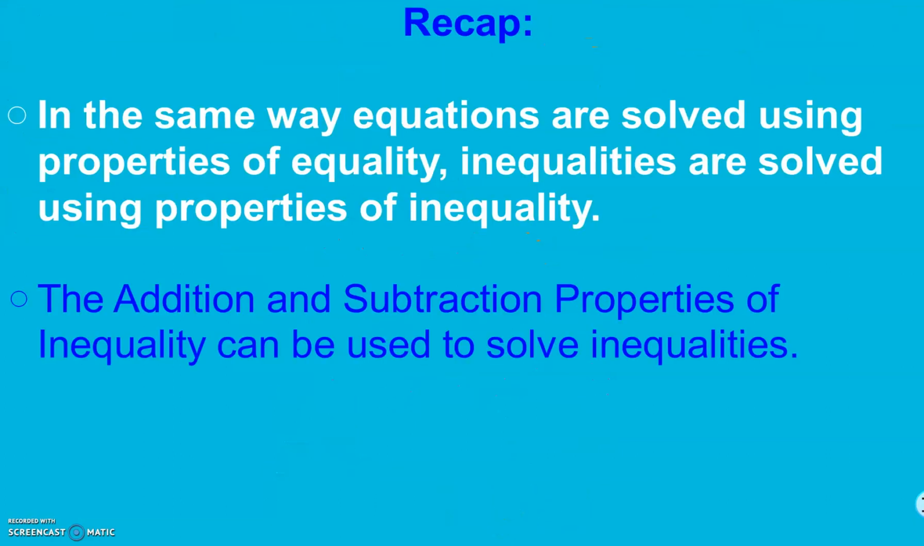Quick recap here. In the same way equations are solved using properties of equality, inequalities are solved using properties of inequality. And the addition and subtraction properties of inequality can be used to solve inequalities. So if we add the same number to both sides or subtract the same number from both sides, it's still equivalent, just like it was with equations. And that's all I have for section 3.2.